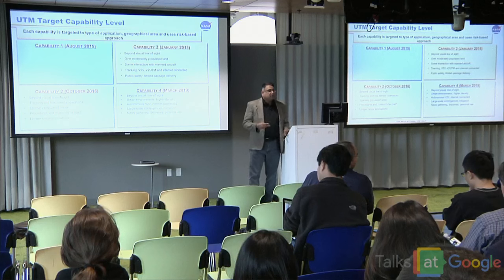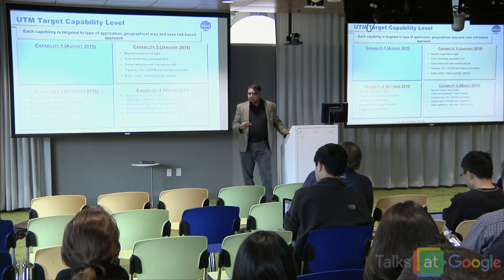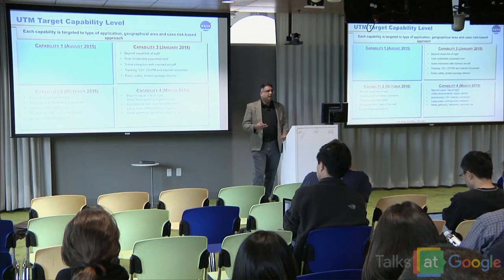Fundamentally, we are after five basic principles. The first principle is that drones don't hit each other. The second principle is that drones and manned aviation stay away from each other. The third is that the drone operator has complete awareness of all the constraints and avoids all the constraints in the airspace. The fourth principle is that the drone operator as well as the drones themselves are authenticated.